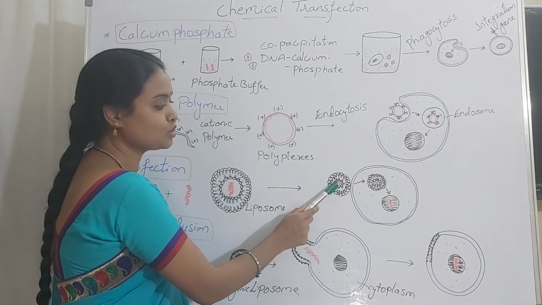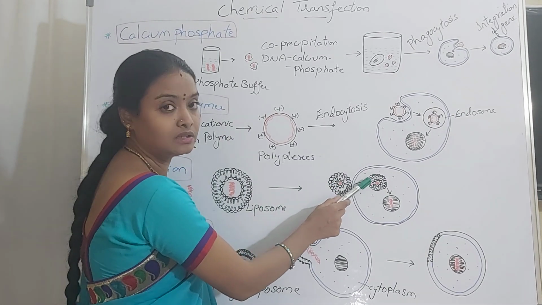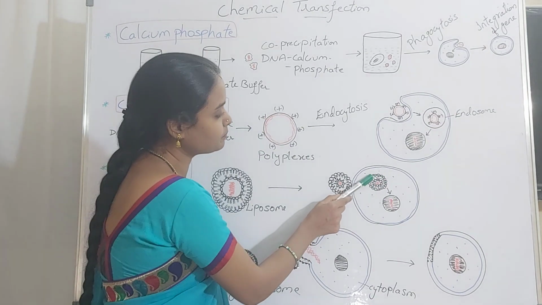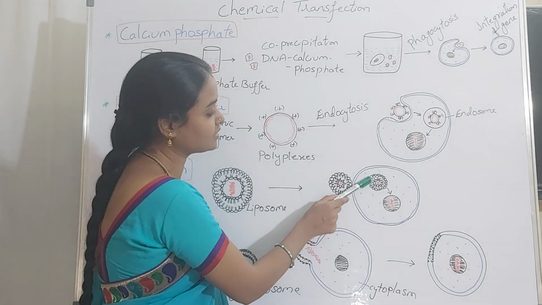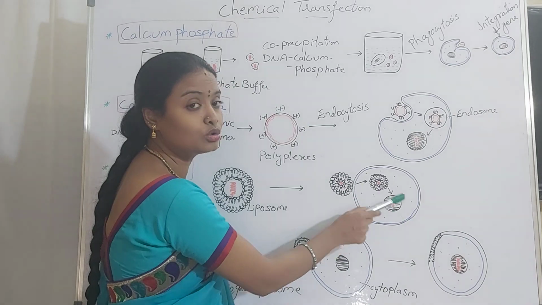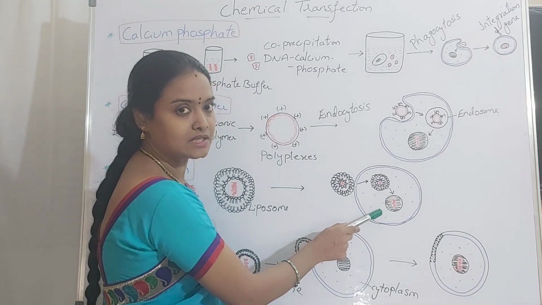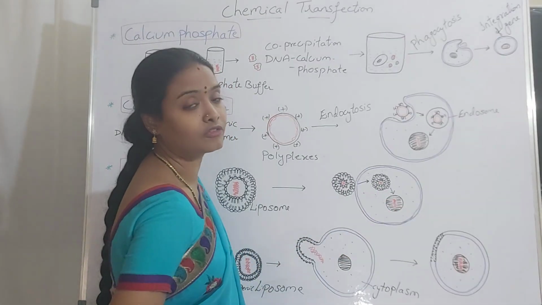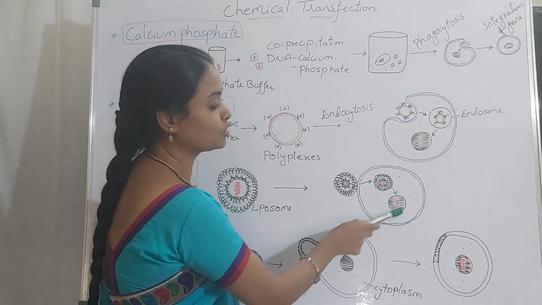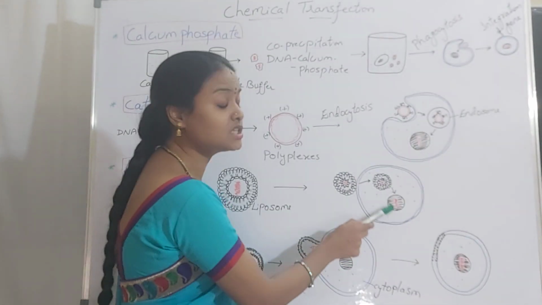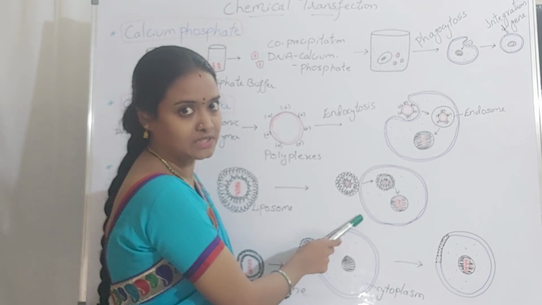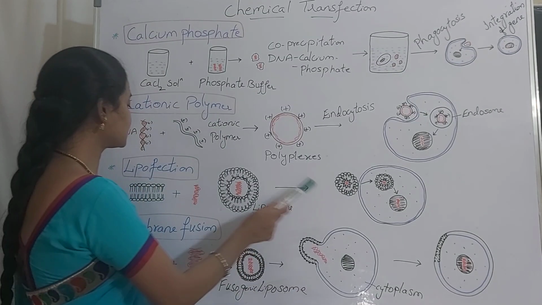So the liposome will enter into the cell and it passes through the cytoplasm and it carries the DNA to the nucleus of the animal cell. Then it is the integration of the desired DNA into the nucleus or into the genome of the animal cell, right. This is the third method.